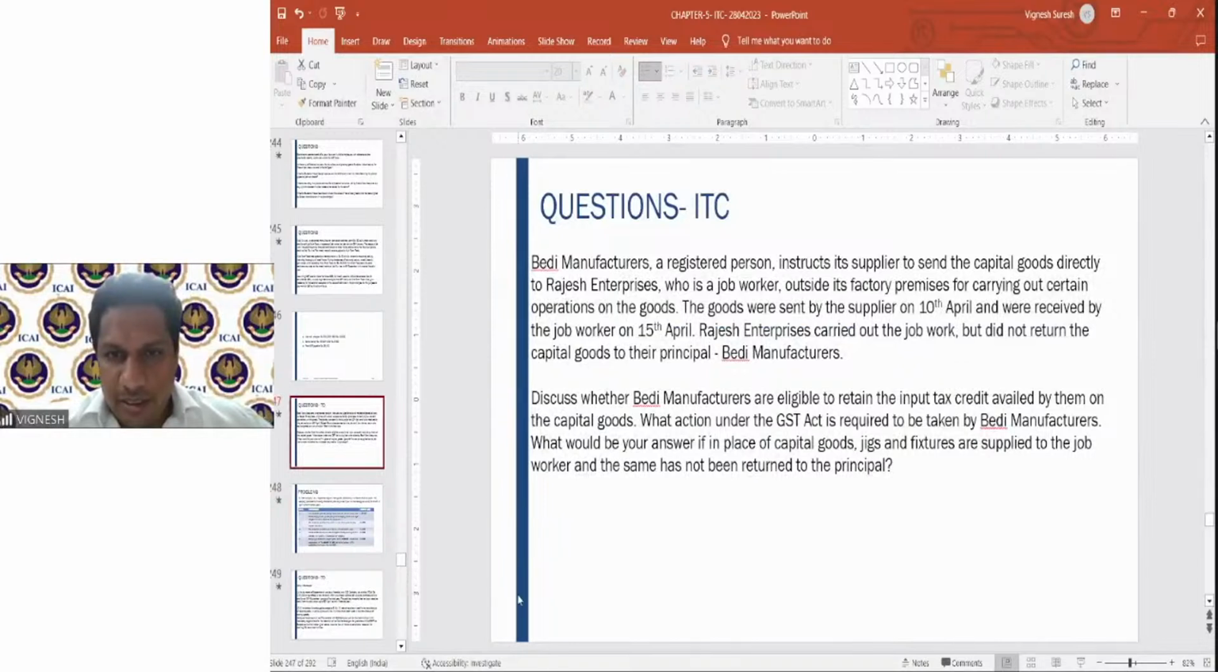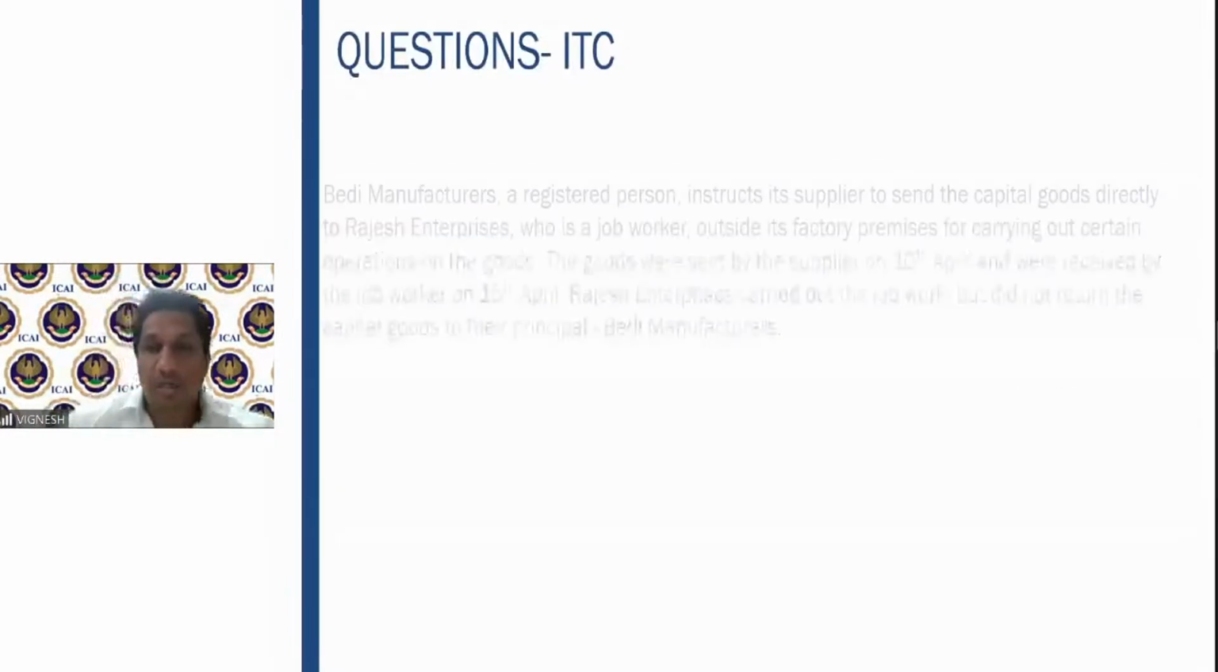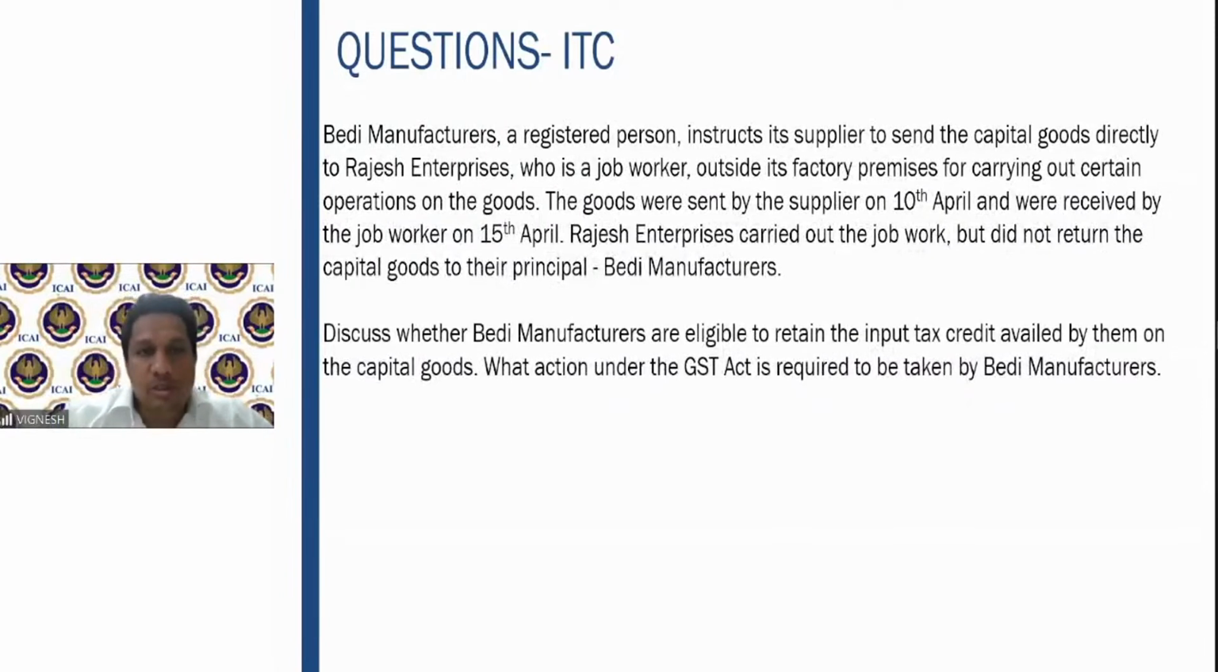Bedding manufacturers, a registered person, instructs its supplier and sends the capital goods directly to Rajesh Enterprises, who is a job worker, outside its factory premises for carrying out certain operations on the goods. The goods were sent by the supplier on 10th April and were received by the job worker on 15th April. Rajesh Enterprises carried out the job work but did not return the capital goods to the principal.